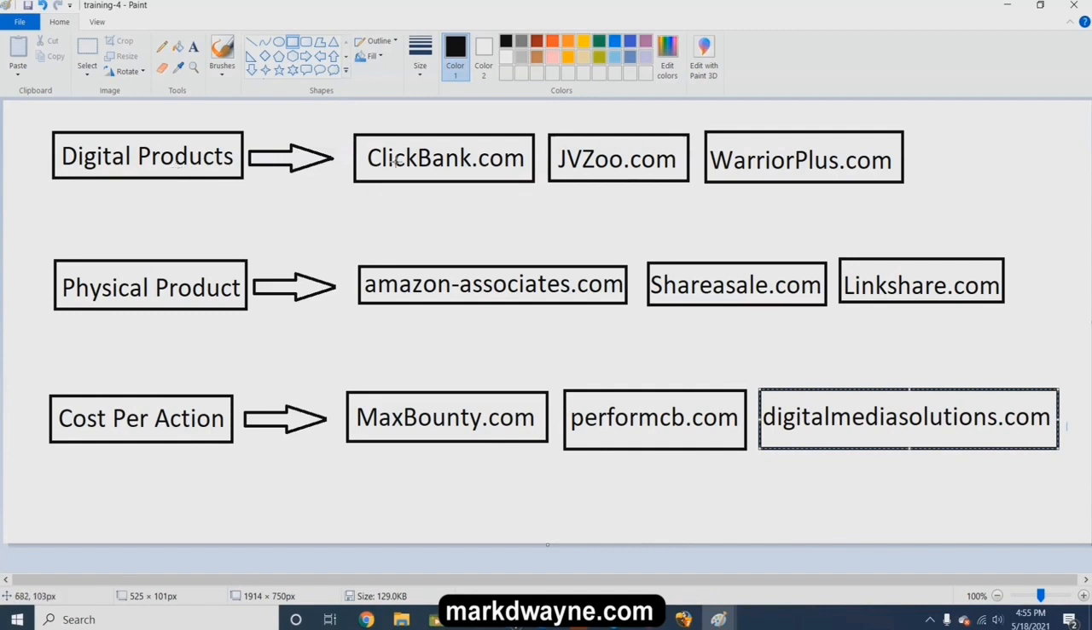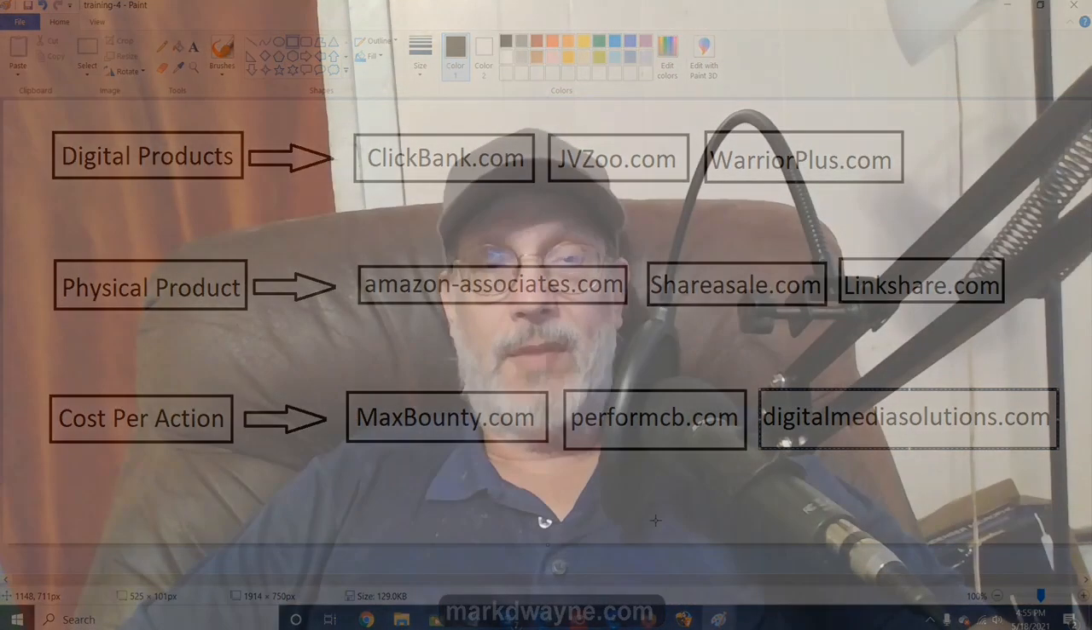Digital products: clickbank.com, jvzoo.com, warriorplus.com. Physical products: amazonassociates.com, shareasale.com, linkshare.com. Cost per action: maxbounty.com, performcb.com, digitalmediasolutions.com. So anyway, those are the basic networks and the ones that they're connected to. So anyway, we'll move on into the next training series.